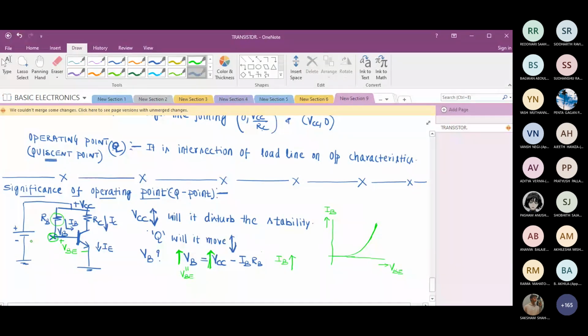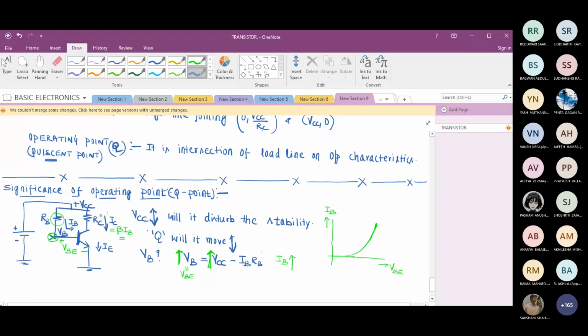If the base current changes, what happens to the collector current? What is the collector current? IC is beta times IB, if the transistor is in the active region. IC is equal to beta times IB. Do all agree with this? Yes, sir. So if IB rises, the collector current also rises. Means our operating point shifts. It keeps moving. Right?